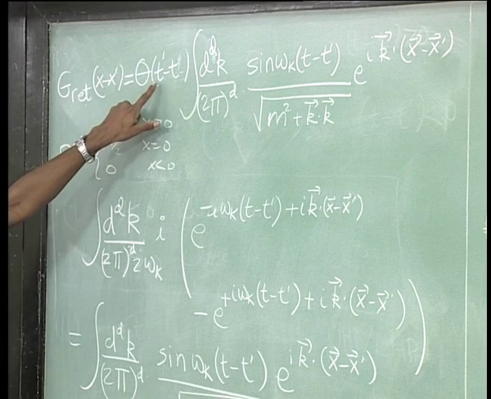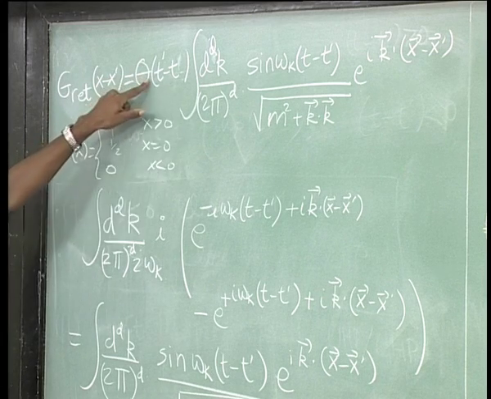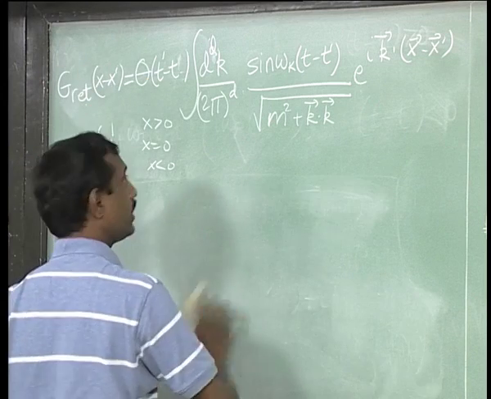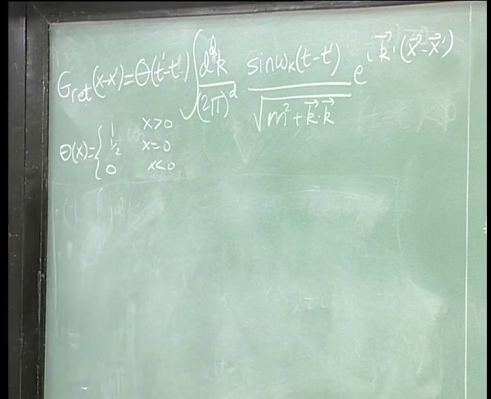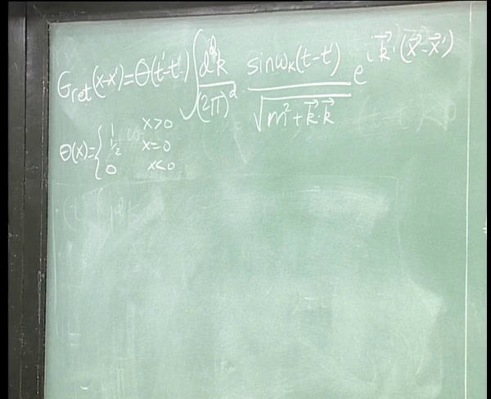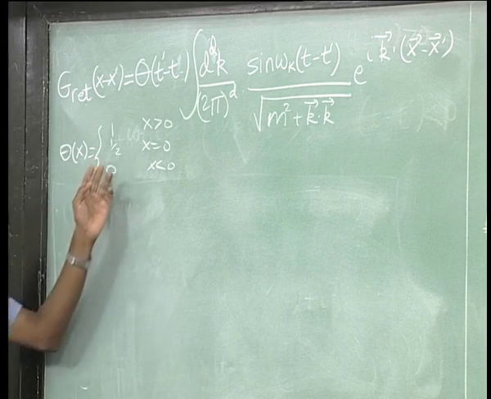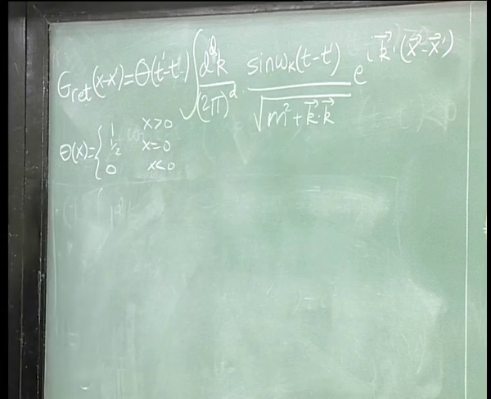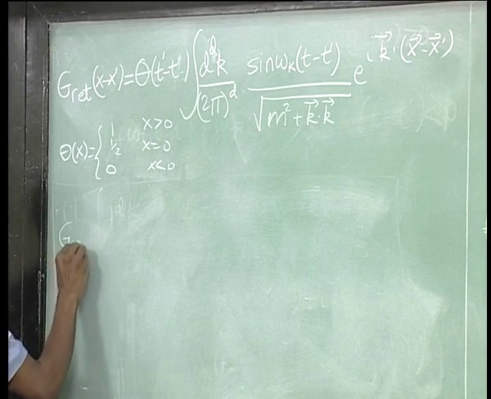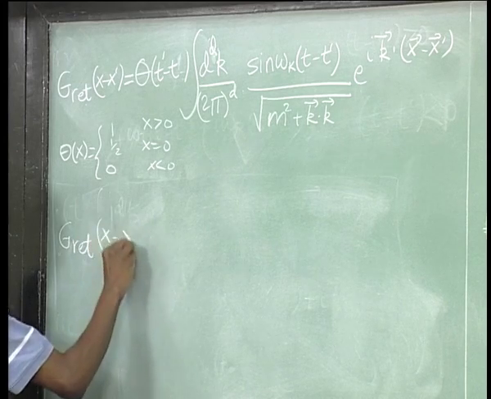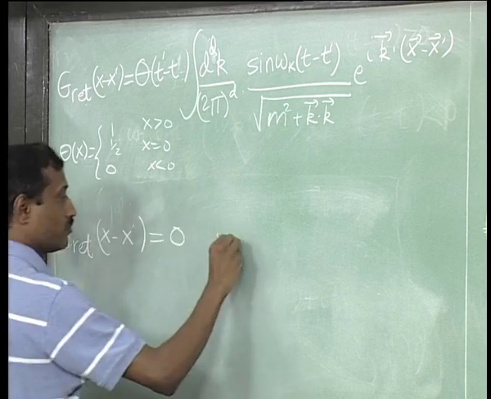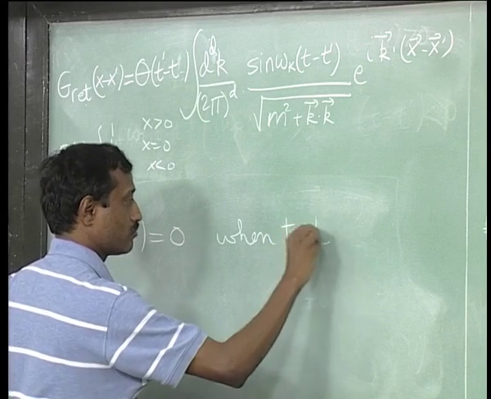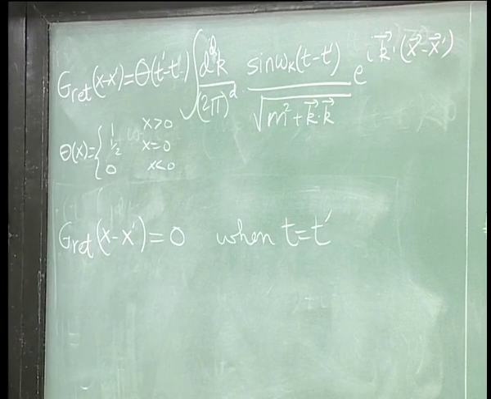Now you can see when t prime minus t is greater than 0, it is 1, and 0 for the other case. And let us ask what happens when t equals t prime. We need not get into the semantics of what happens at theta, but you can see this sine function is 0. So we can see that G retarded, okay. So what does this imply?